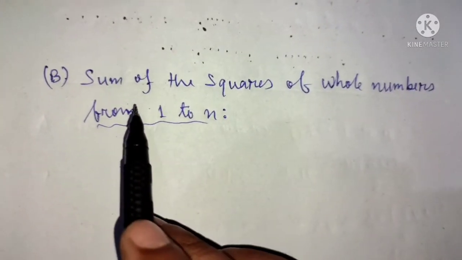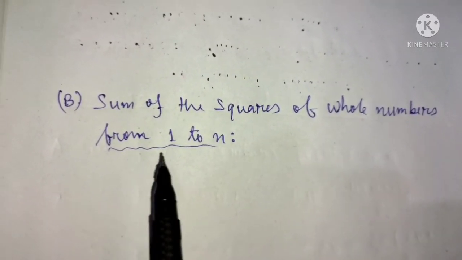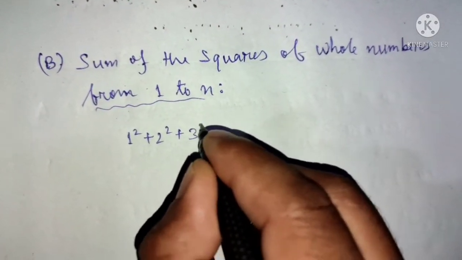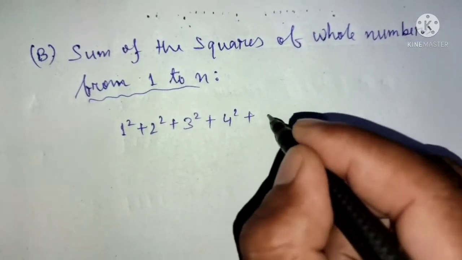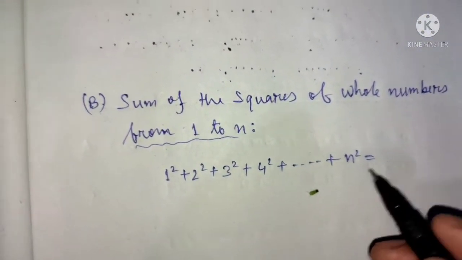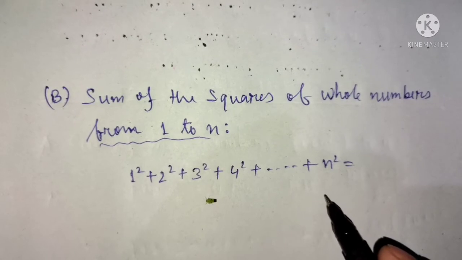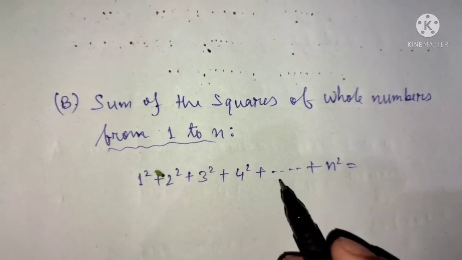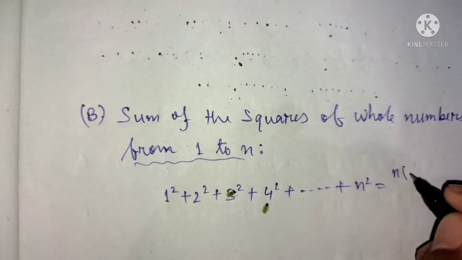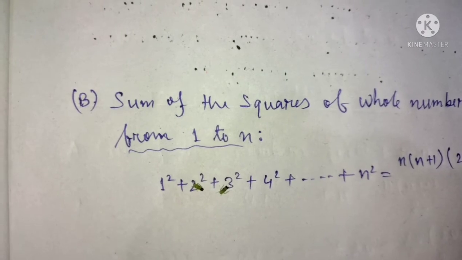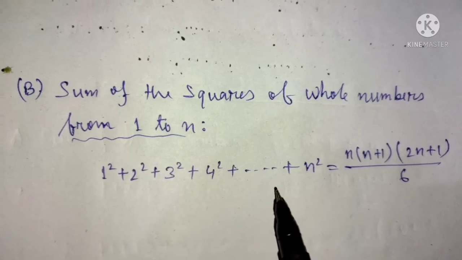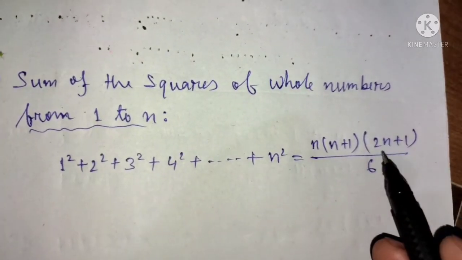Next, we shall discuss the sum of the squares of whole numbers from 1 to n. Now squares: 1 square plus 2 square plus 3 square plus 4 square plus ... up to n square, where n is any whole number. Then what is the sum of these? This is not so easy to calculate in this way. That is why we have a formula for this, which is n into (n plus 1) into (2n plus 1) divided by 6. This is the formula to add these numbers in a short way.